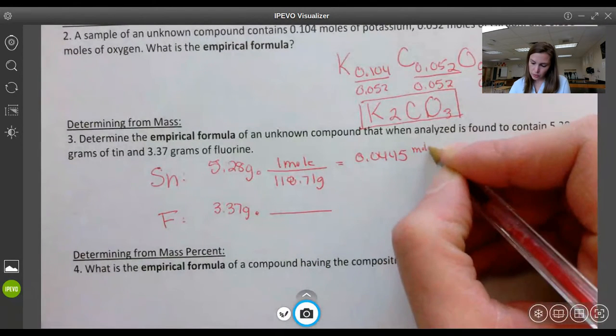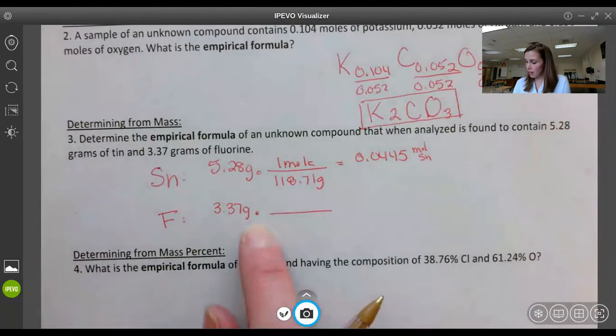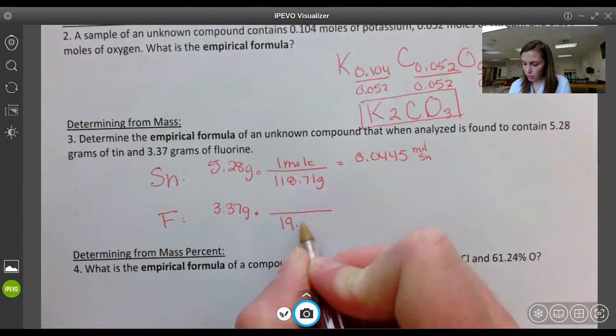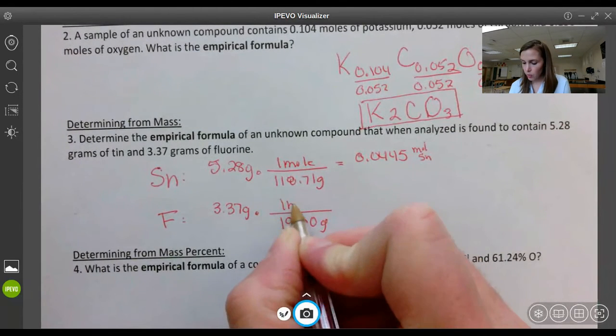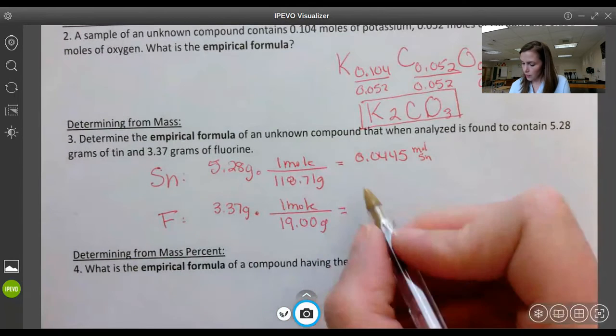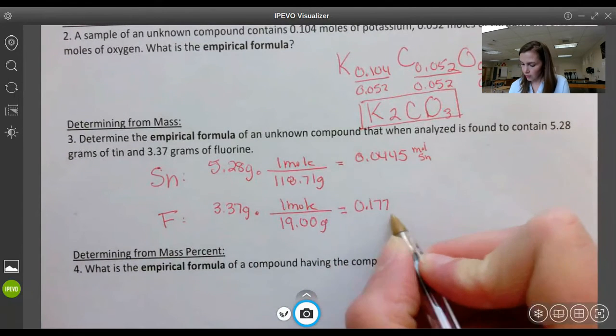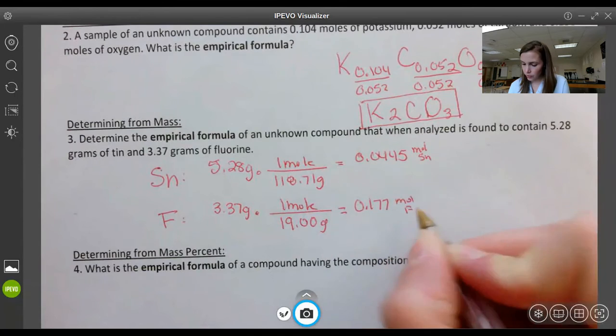So this is our moles of tin. Then I'm going to deal with fluorine. Fluorine's molar mass is 19.00. That's 1 mole of it. So when you divide those two, you're going to get 0.177, and this is your moles of fluorine.